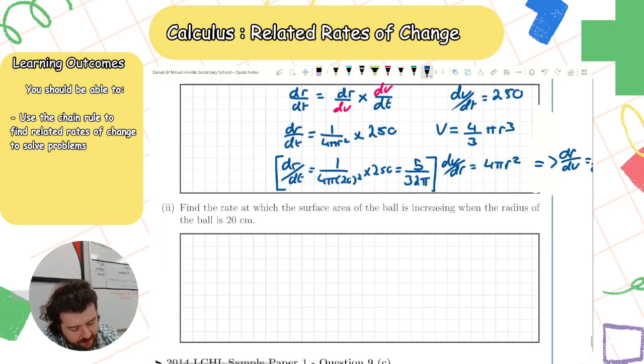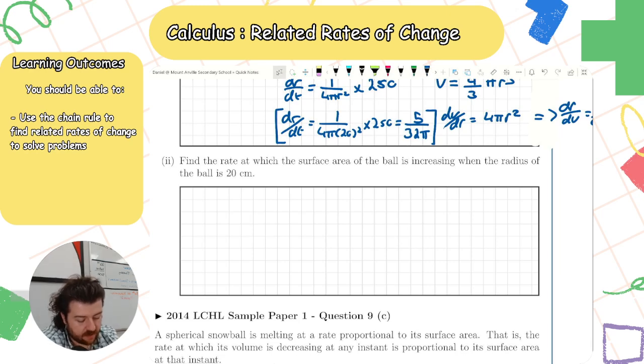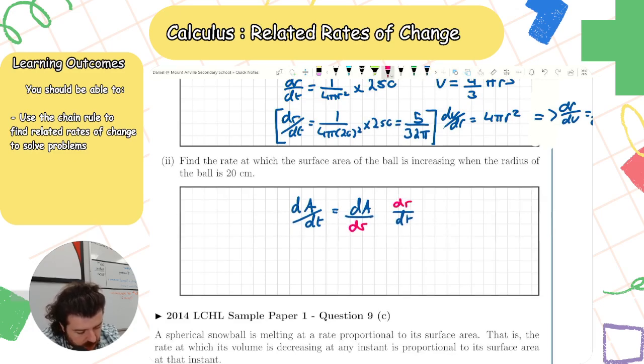So there it is. Now find the rate at which the surface area of the ball is increasing. So now I'm looking for the surface area with respect to time. I need a dA on top, dt on bottom. My missing link is going to be dr, because I have dr/dt from part 1. So I need to find dA/dr. Well, the surface area of a sphere is equal to 4 pi r squared. So dA/dr is equal to 8 pi r.